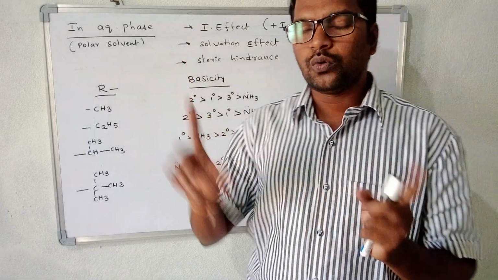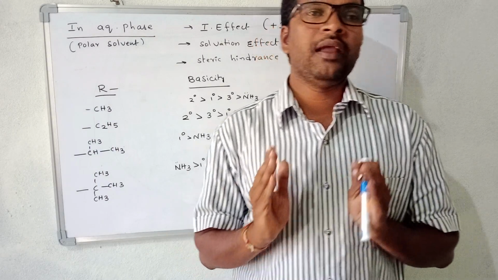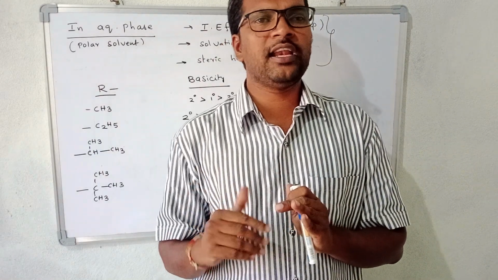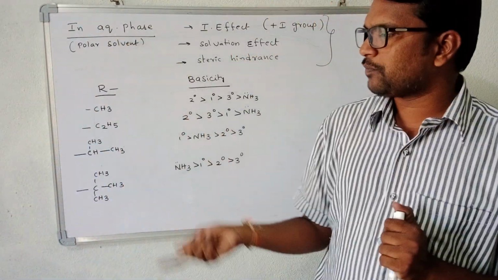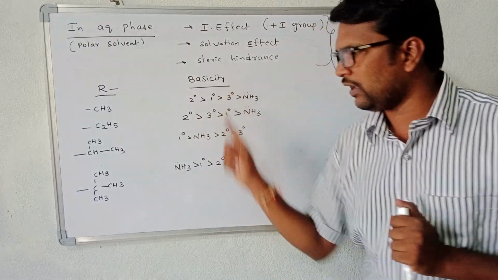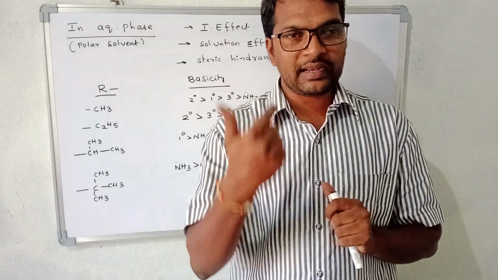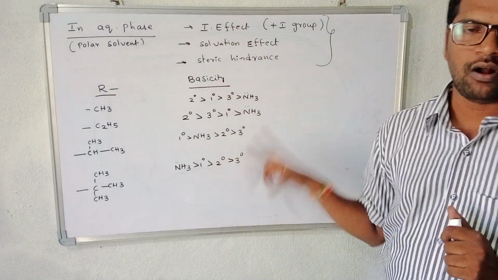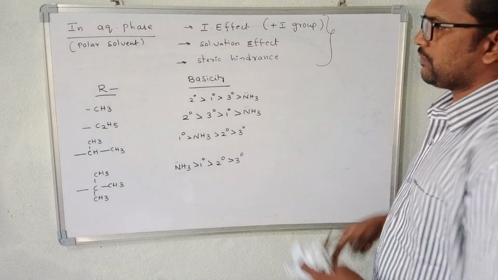See here, two conditions: in gas phase and in aqueous phase. Within the problem, we have to see whether it is gas phase or aqueous phase. If it is in gas phase, directly we write tertiary, secondary, primary. But whenever it is aqueous phase, based on the alkyl group, we write the order. So while solving the problem, we see whether it is given in gas phase or in aqueous phase. In aqueous phase it is the order. Right, it is the basicity of aliphatic amines.